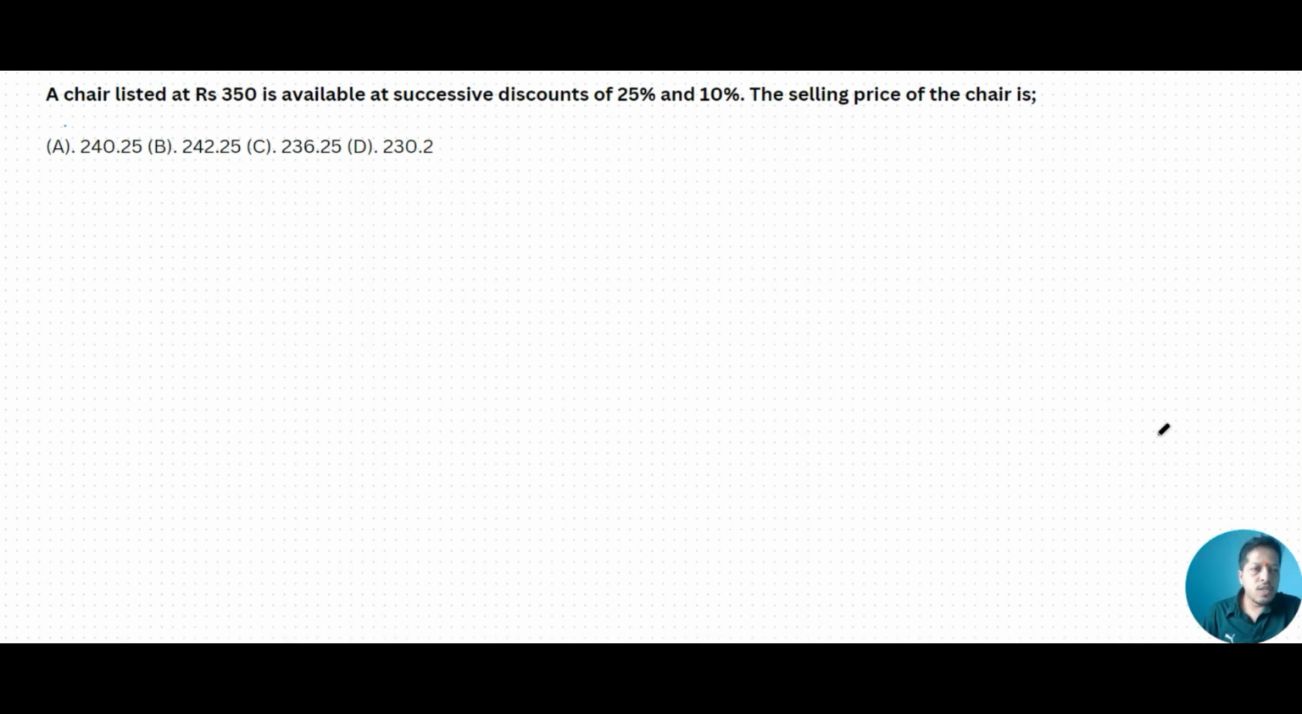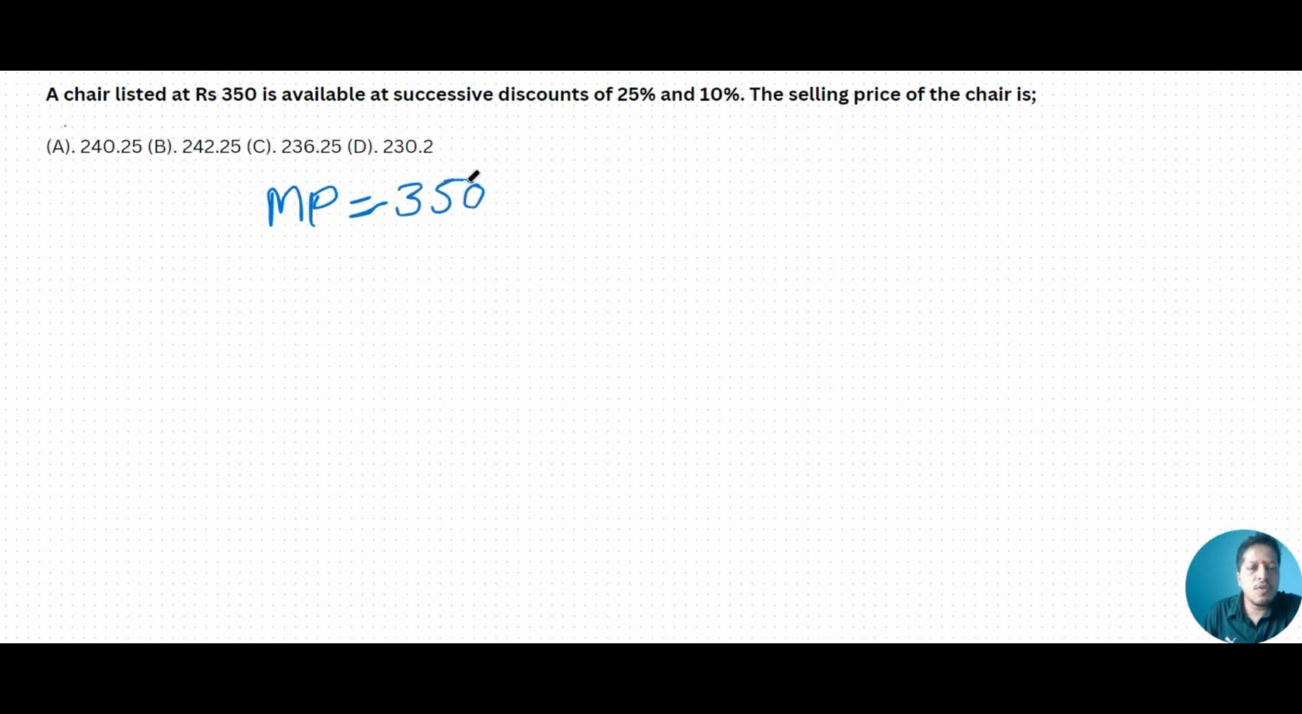Alright, let's look at this question. A chair listed at 350 is available at successive discounts of 25% and 10%. The selling price of the chair is? So how do we do it? Here the listed price means the mark price. So the mark price is equal to 350.